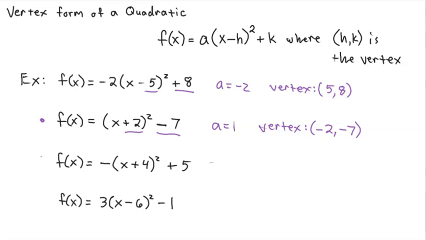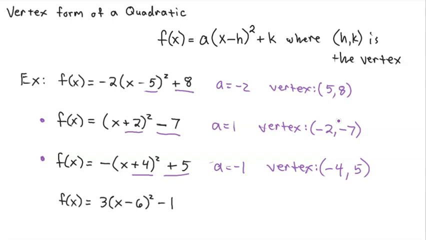Here, this third one right here, okay, you can see there's a negative in front of it, and that negative means that there's a -1 there. And so a is -1, and the vertex is at, let's see, we have x plus 4 here, and so that means it's -4. It's the opposite, okay, -4. And we have a +5 here, and that's always what you see is what you get. So the vertex is at (-4, 5).